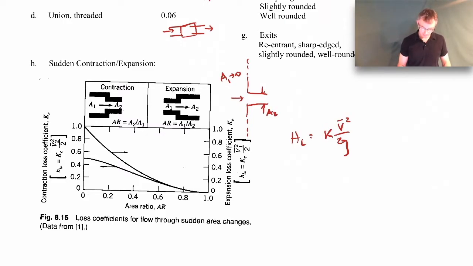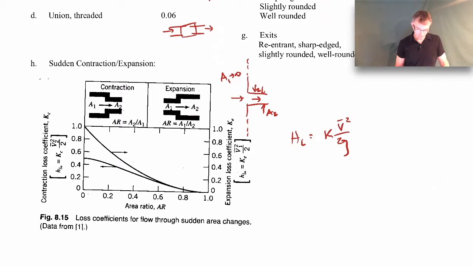So the only well-defined velocity in that case would be the velocity in pipe 2 right here, V2. There would be no well-defined velocity out here in A1 because it's infinitely large. So that's why V2 is used for the contraction. And then the same idea holds for the expansion. There, the well-defined velocity is V1 because the velocity in the incoming pipe is well-defined.